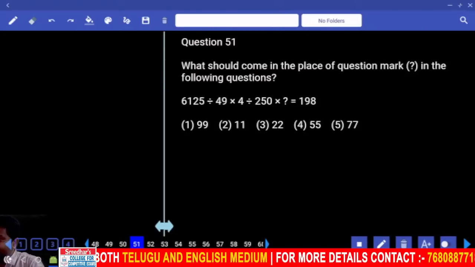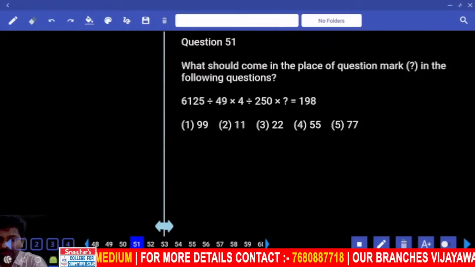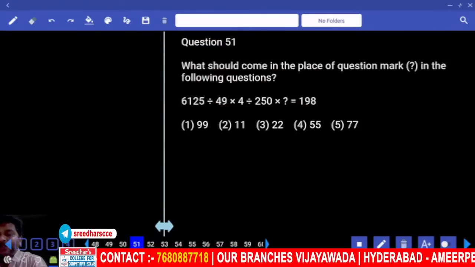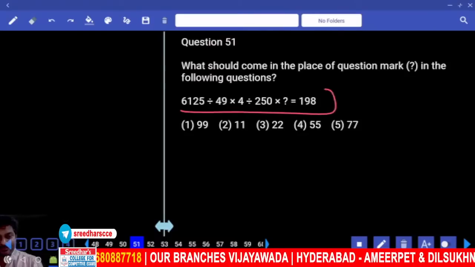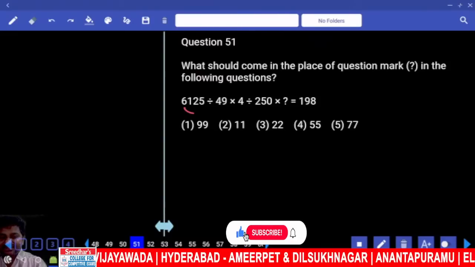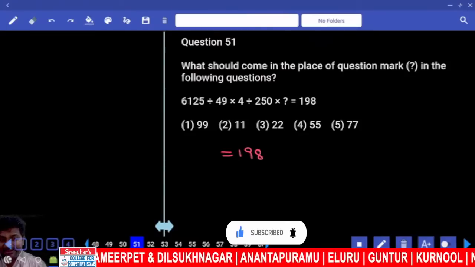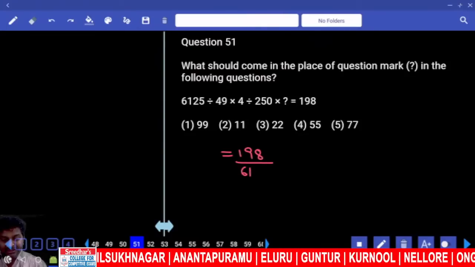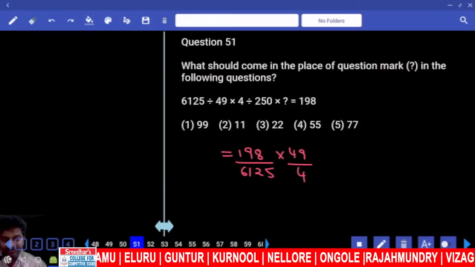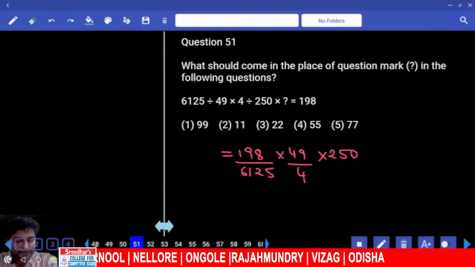x is on the left hand side. Again here also all the numbers are multiplications only. Multiplication and divisions. We don't have any addition and subtraction. Keep x as it is. Take these numbers to the right hand side. Already we have 198 divided by 6125 into 49 divided by 4 into 250. Is it clear? Right.